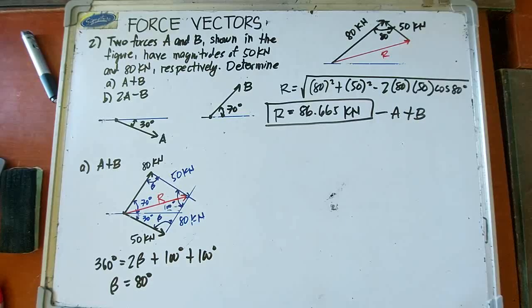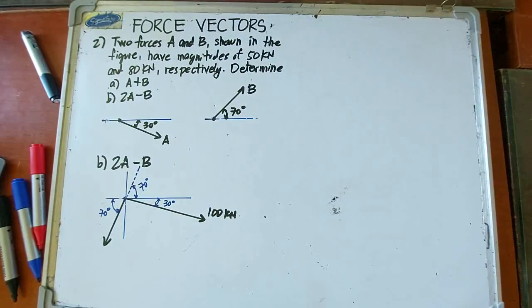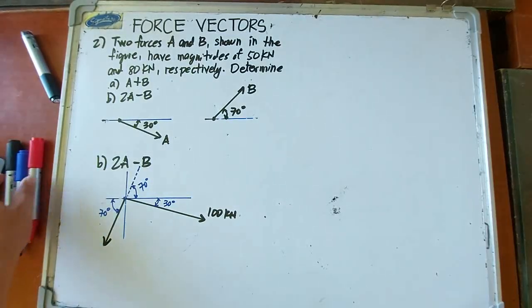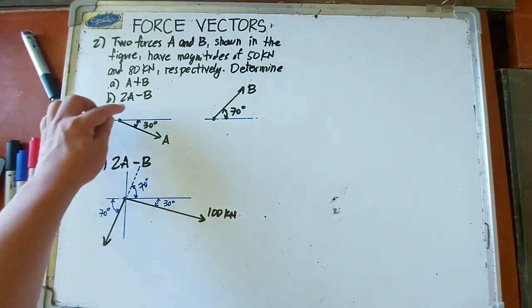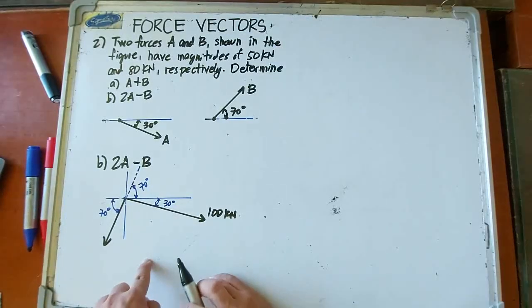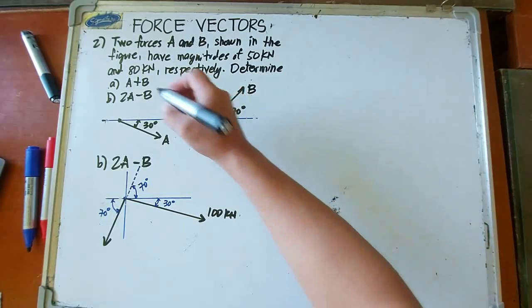Okay, and then let's proceed to letter B. Let me erase this first. Next, letter B. What is our operation for letter B? That is 2A minus B. So, twice the magnitude of force A minus B. So this is our illustration for that particular item or condition.